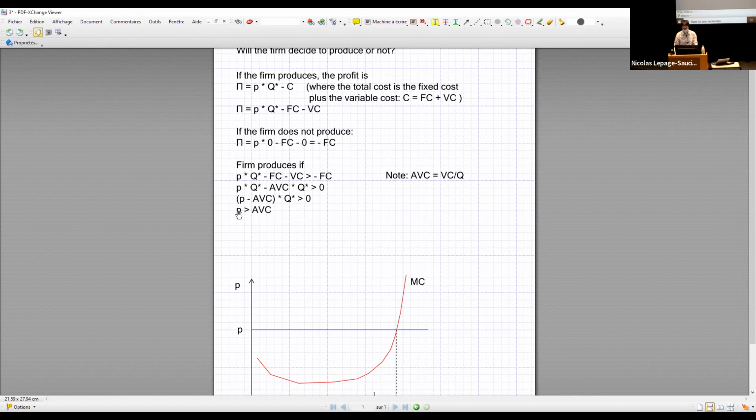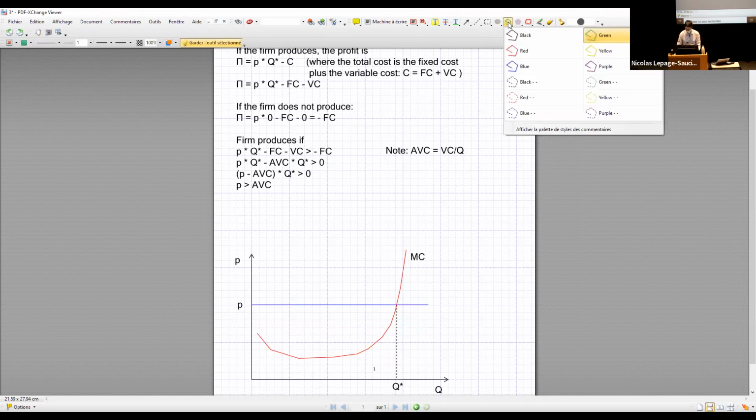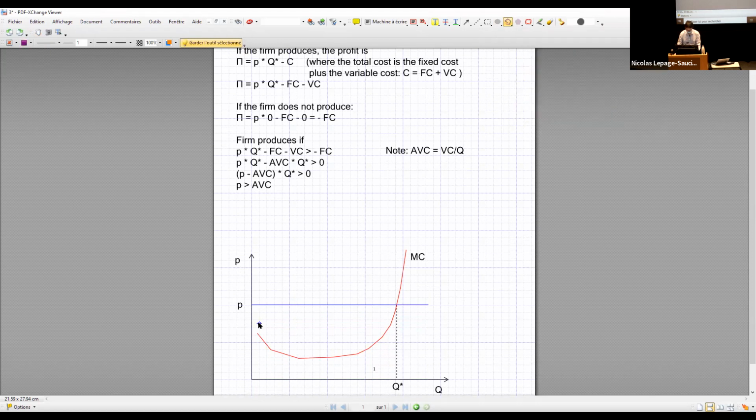What this means is that on average, I make more money on the units I sell than it costs me to produce them. Let me just draw it very quickly. Where is my average variable cost? Let's draw it in purple, for instance. It's something like this. If you don't know exactly what the shape of the average variable cost is, don't worry. The only thing that matters is that the marginal cost will cross the average variable cost at its minimum. And here, of course, the firm is going to produce because the market price is higher than the average variable cost.